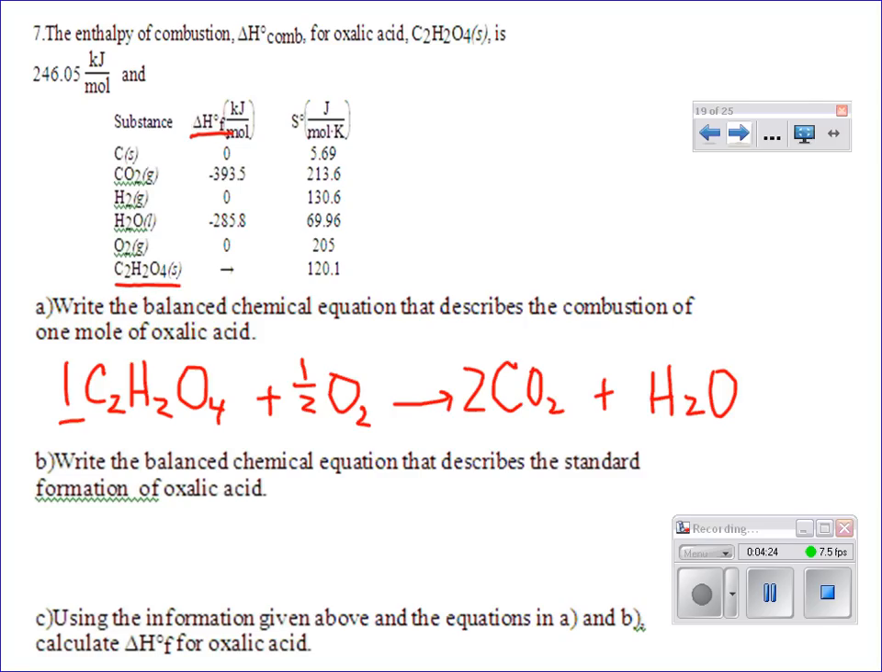Write the balanced chemical equation that describes the standard formation of oxalic acid. What's the formation equation? Creates what? Right. I need a definition.